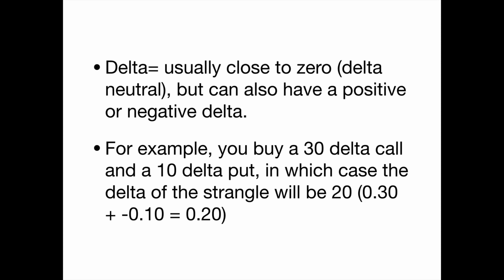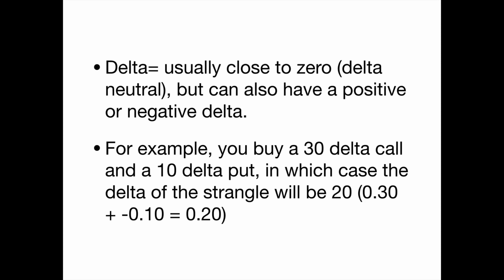But you can also sort of skew the delta one way or the other. You can skew the strangle. So you could have a slightly more bullish strangle, in which case your call would have a higher delta. So you might buy the call a little closer to at the money and then buy the put a little more out of the money. So in this case, you have a 30 delta call and a 10 delta put, and you just add those together. Again, the delta of a put is negative, so 30 minus 10 is 20.